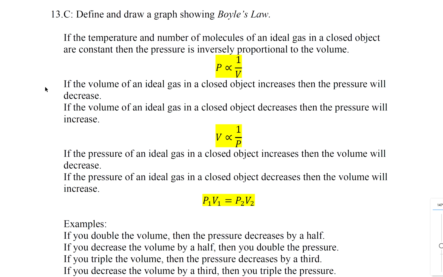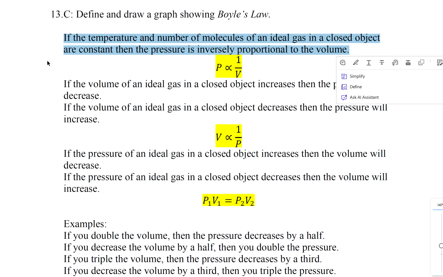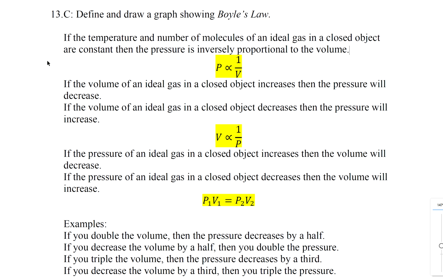Question 13, define and draw a graph showing Boyle's law. So if the temperature and number of molecules of an ideal gas in a closed object are constant, then pressure is inversely proportional to volume. Okay. So if the volume of an ideal gas in a closed object increases, then the pressure will decrease, and vice versa.